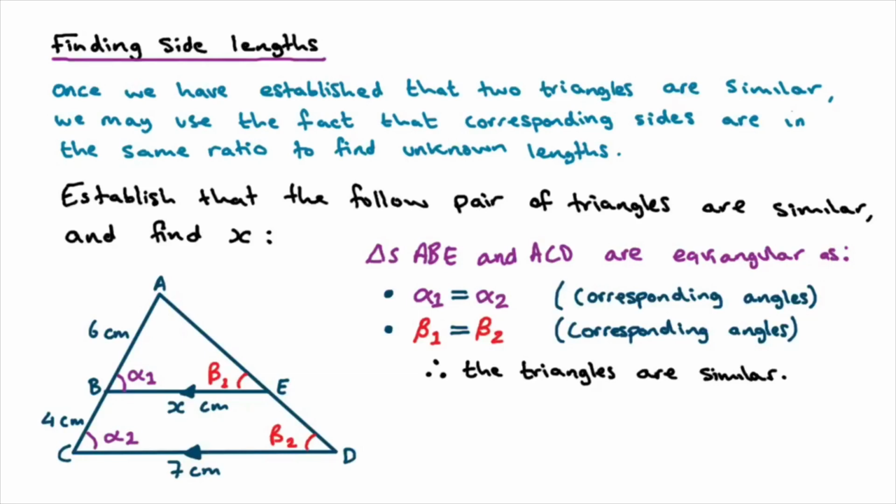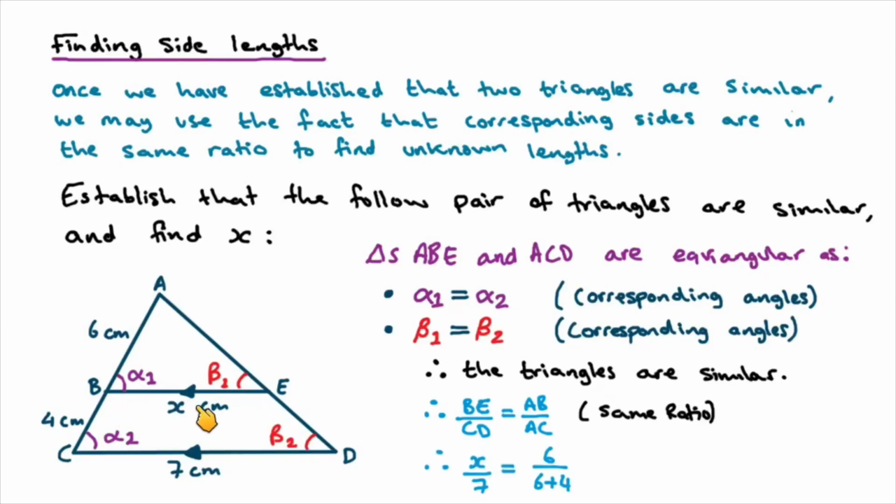Pause the video here and attempt to complete the question by finding the value of x. So you may have done something like this. Since we know the triangles are similar, the length BE corresponds to the length CD, which should equal the same length ratio as AB to AC.